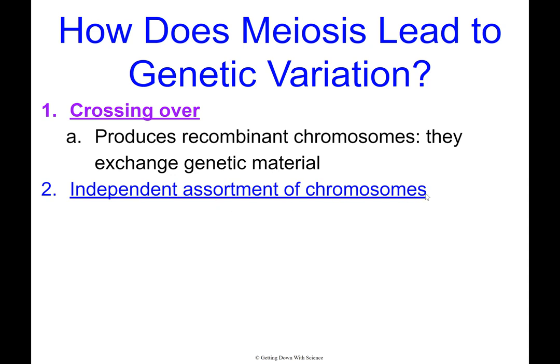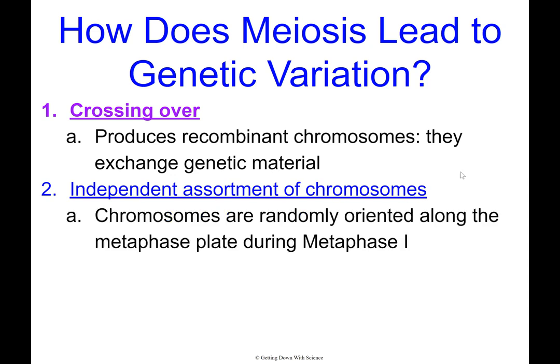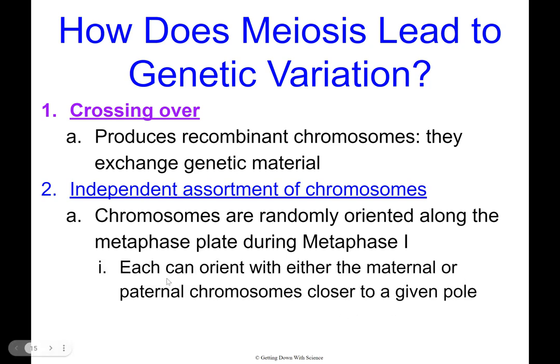The independent assortment of the chromosomes. So when they're splitting, it's not like they're splitting intentionally to try and keep groups together. Each chromosome is going to separate totally on its own. They're randomly set up along that metaphase plate when they split. And they can orient. It could be maternal on one side, paternal on the other. It's totally independent, totally up to whatever happens.